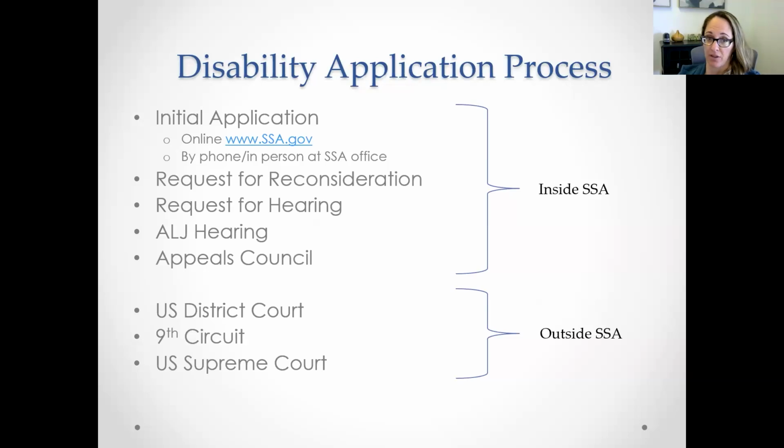The application: you're saying, okay, I think I meet this criteria for disability. What do I do?